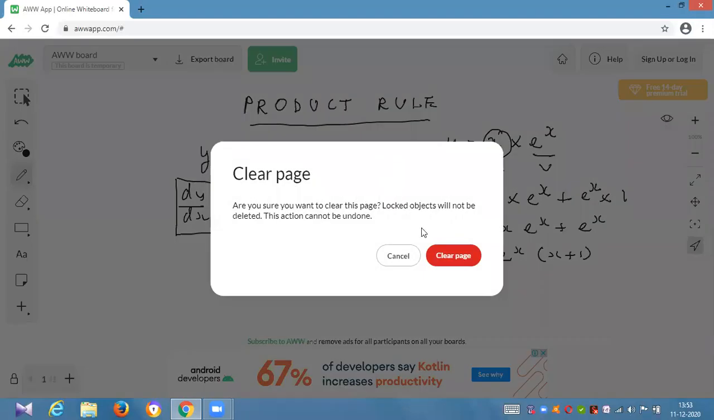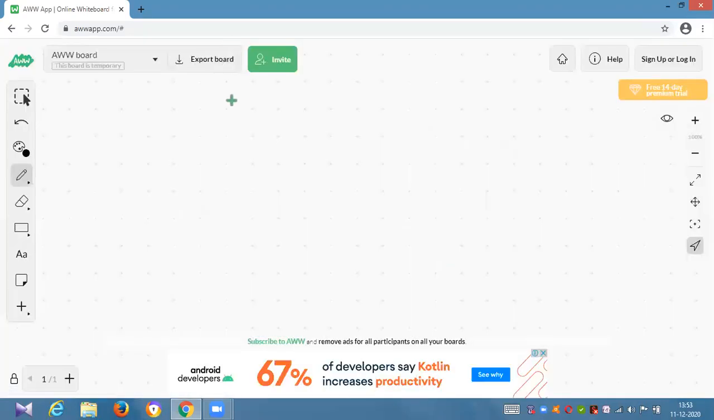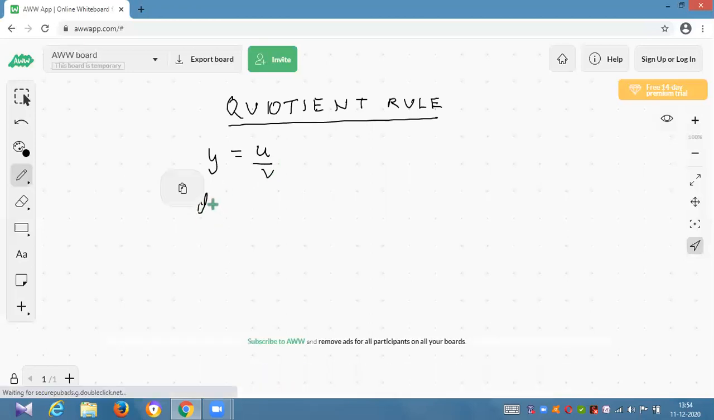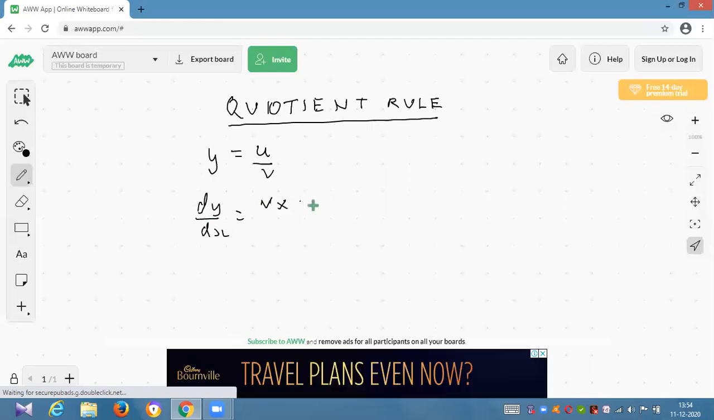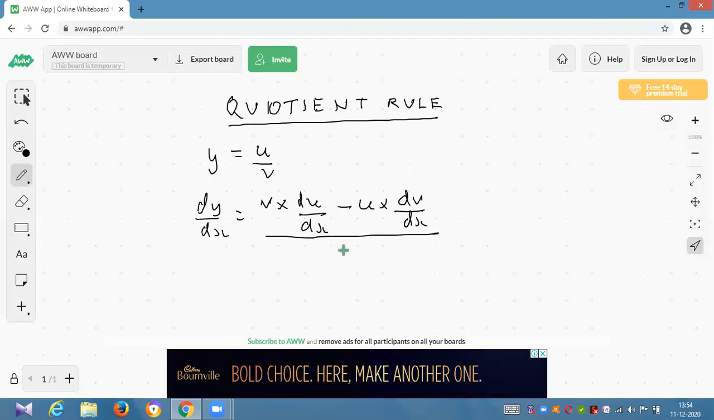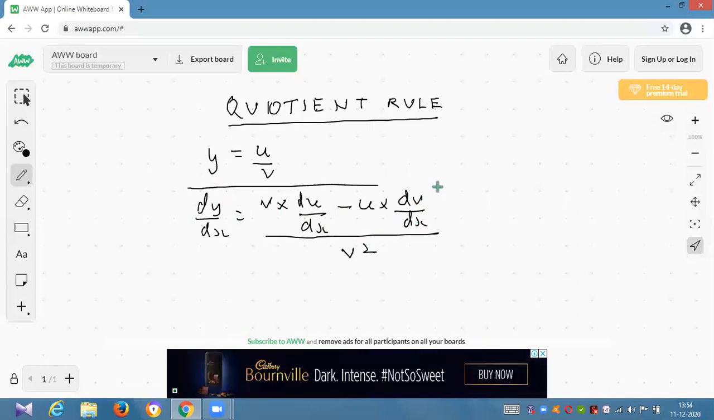The other very important rule in differentiation is called quotient rule. As I told you, in product rule the two functions get multiplied. So in quotient rule the two functions are divided. That means if y is equal to u by v, where u and v both are functions of x, then the derivative of such functions is given as v into differentiation of u minus u into differentiation of v, whole divided by v square. This is the formula which we use for quotient rule.